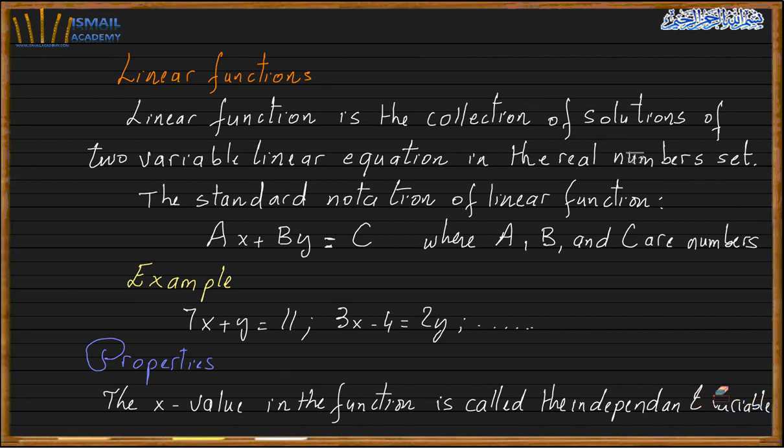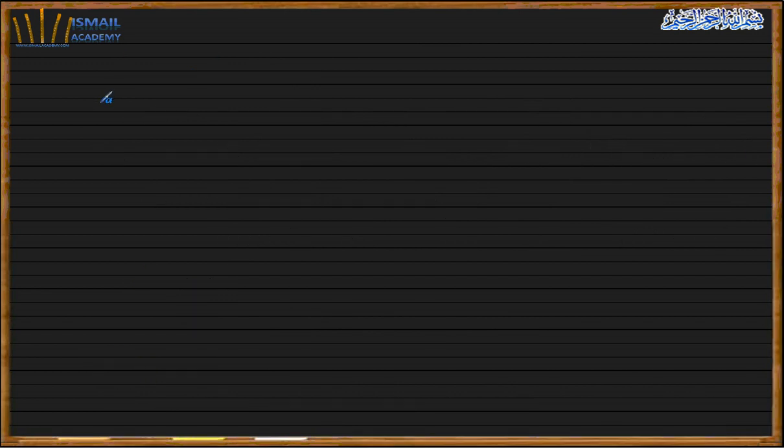So let me write the independent variable, and the y is called the dependent variable. The y value in the function is called the dependent variable.